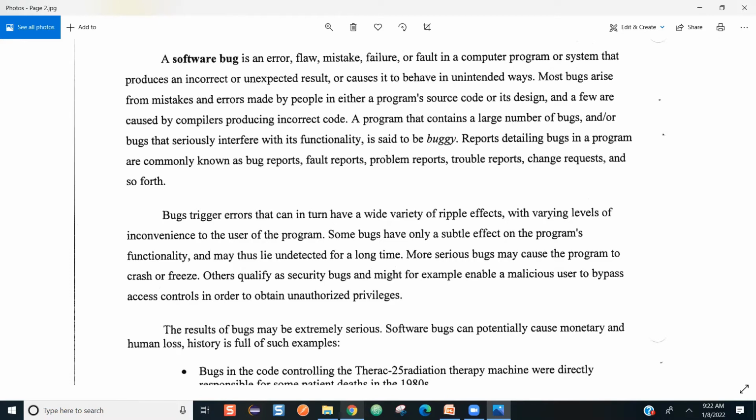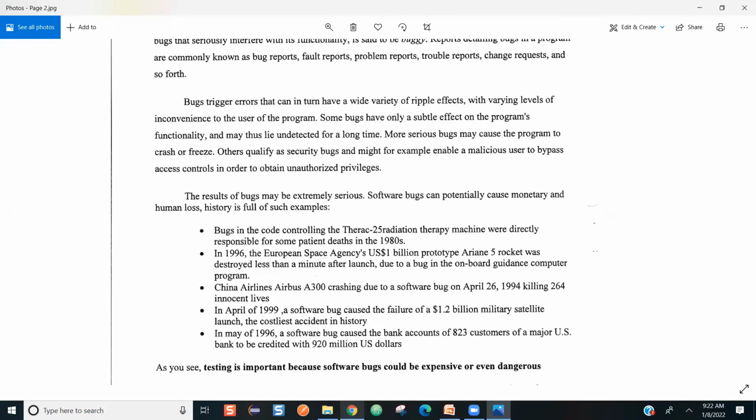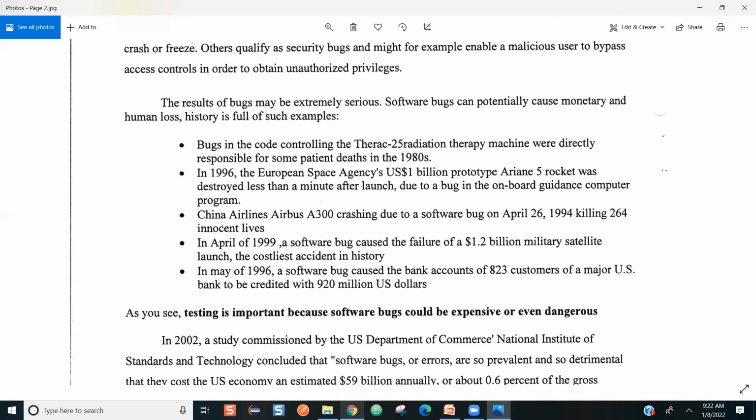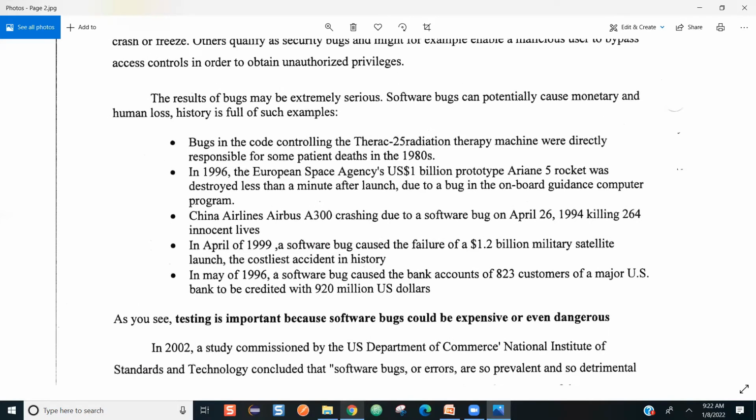This is basically some software bug history, just for your understanding. A bug in the code controlling 25 radiation therapy machines was directly responsible for some patient deaths in 1990. So these are some examples. If the software is not working properly, what could happen actually? Think about this one: the traffic light in daily life. If the software does not work, then there is a chance for many accidents actually.